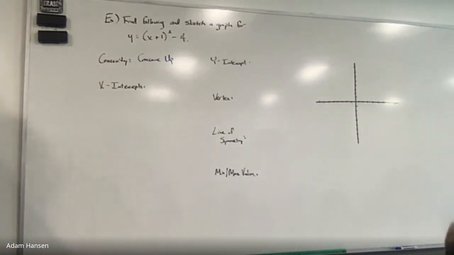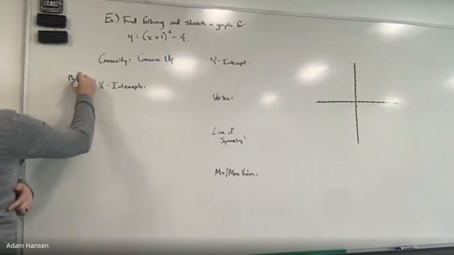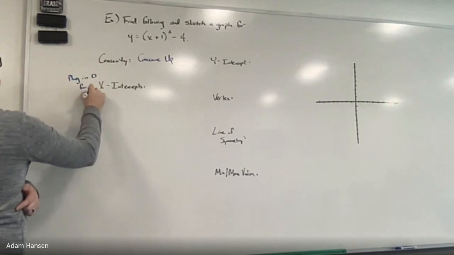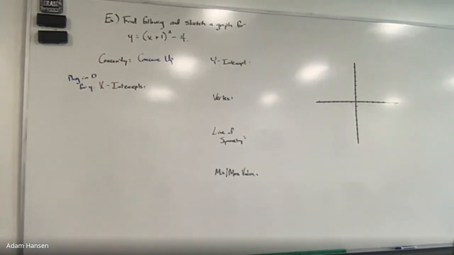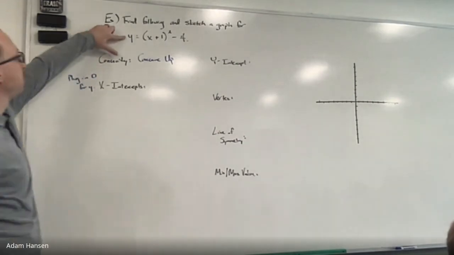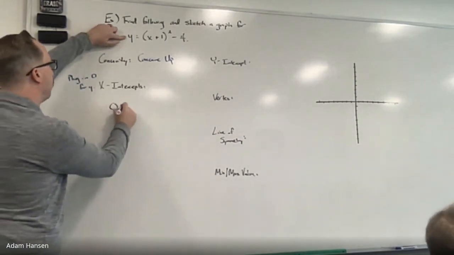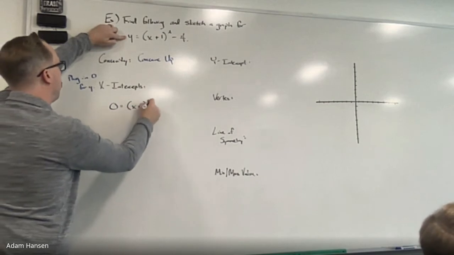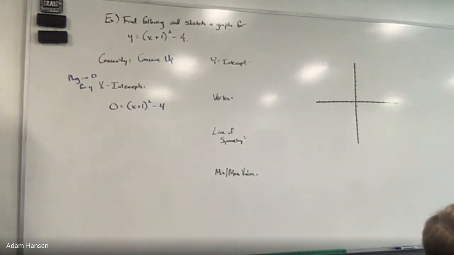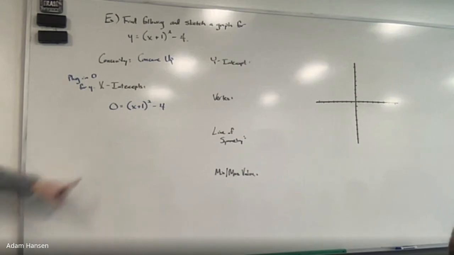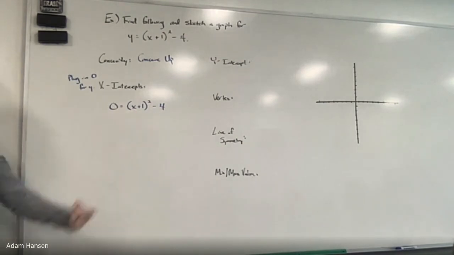X-intercepts. If I read the notes on the other board, to be a point on the x-axis means we have to plug in 0 for y. So let's take this y value and replace it with 0. My x-intercepts will now be whatever I get out when I solve this equation for x. Got to get x by itself to find my x-intercepts. It's going to take more work because that's not in intercept form. We're now in vertex form, so finding the intercepts is a little bit more challenging.